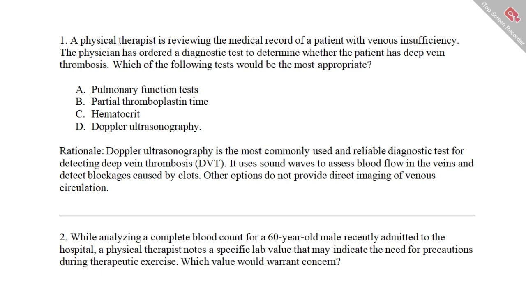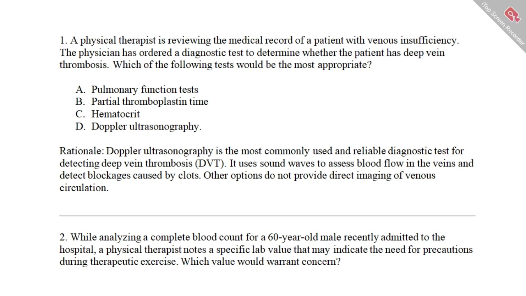So always read the question, okay, and understand what the question is asking, and then read all four options and then compare which option is related to the question. Then you make your clinical judgment and also use your theoretical knowledge and decide the correct answer. I hope this technique will help you. So option A, pulmonary function test. Option B, partial thromboplastin time. Option C, hematocrit. Option D, ultrasonography. Which one is the best answer?